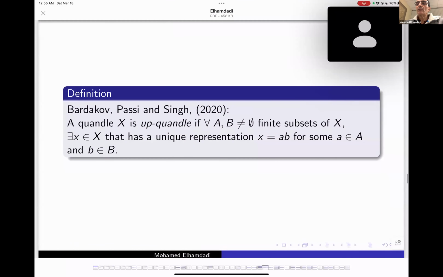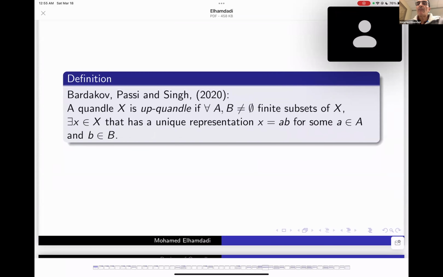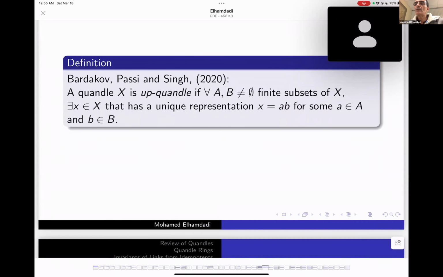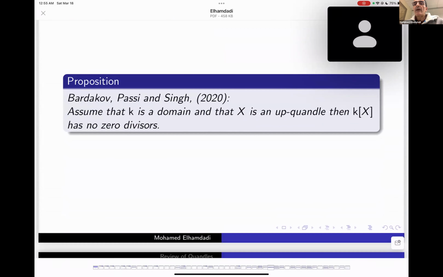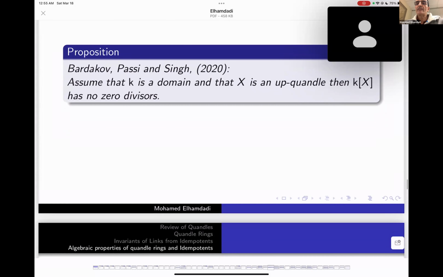In order to do the analogue of the Kaplansky conjecture, they introduced what is called the unique product quandle. And this is the definition. It's parallel to unique products in groups. A quandle X is a unique product quandle if for any two non-empty subsets A and B of X, there exists an element which has a unique presentation as a product of a with b, with a from A and b from B. Assume K is a domain, and X is a unique product quandle, then the quandle ring has no zero divisors.